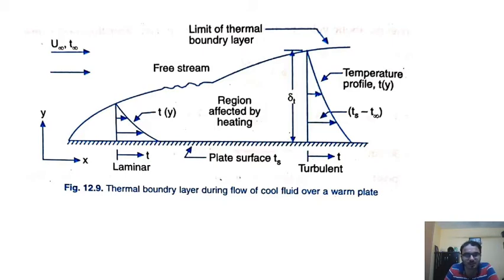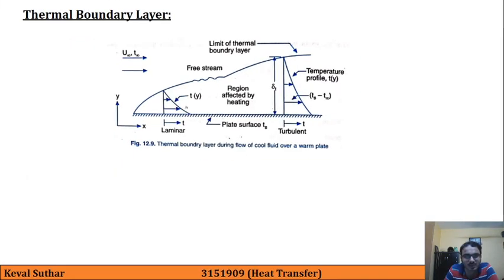So if you see, let me write down that the thing we are getting here is actually not the absolute temperature but the difference between Ts minus T infinity. So let us take the plate temperature to be 50 degrees Celsius, and the free stream temperature to be 25 degrees Celsius. So what we are going to see is the difference between these two.